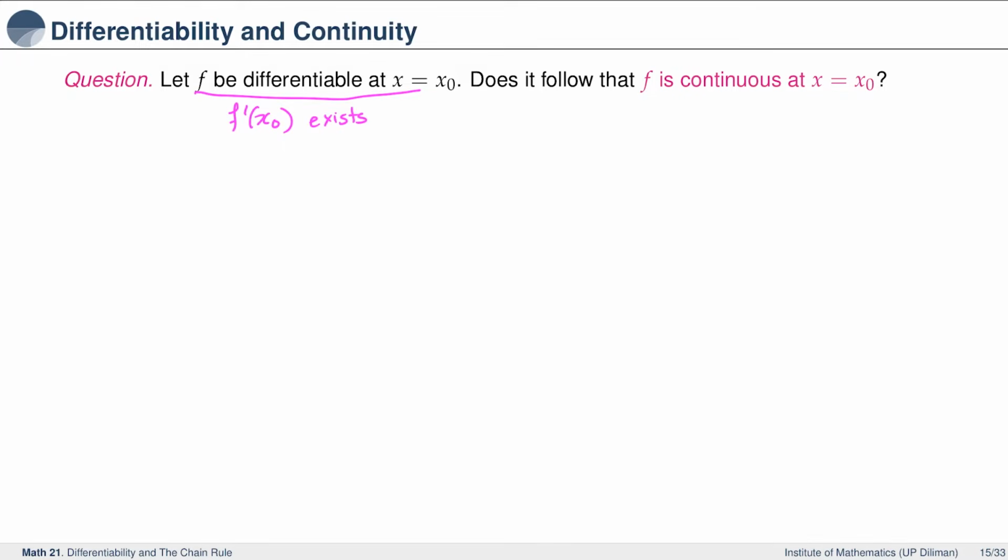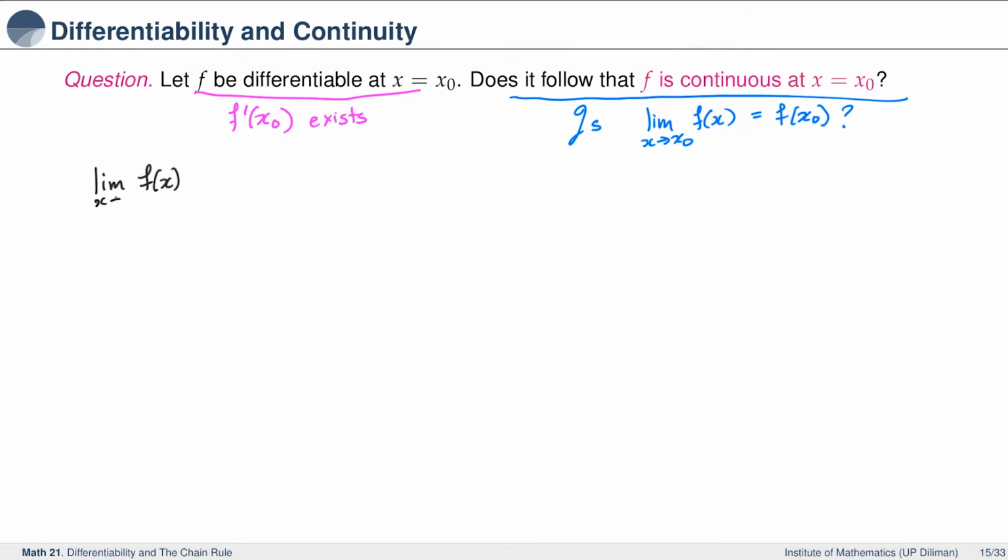So with this assumption, to check for continuity at x equal to x naught, we have to determine whether or not the limit of f of x as x approaches x naught is equal to f of x naught. Now, since we know that the derivative exists at x naught, then the function must be defined at x naught, right? That means f of x naught exists. So with that, we can rewrite the limit of f of x as x approaches x naught as the limit of f of x minus f of x naught plus f of x naught. We can do this because the sum of the last two terms is equal to 0.